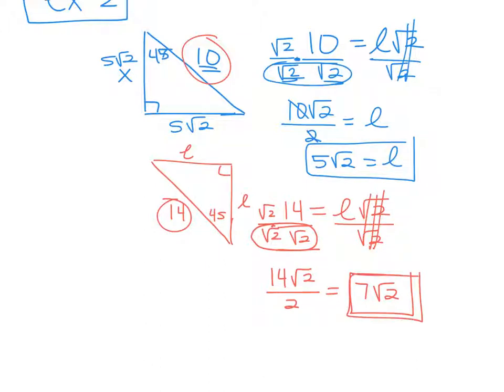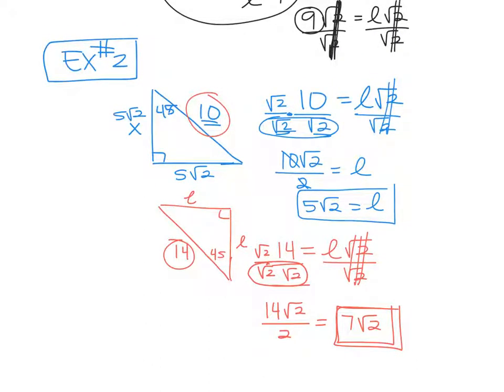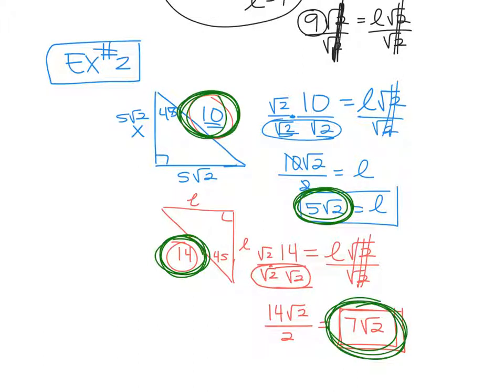Okay, now a few of you figured this out already, but look at these last two problems. You started with a 10 as a hypotenuse. Your answer came out to 5 rad 2. You started with a 14 as a hypotenuse. Your answer came out to 7 rad 2. Do you see a shortcut to our shortcut?